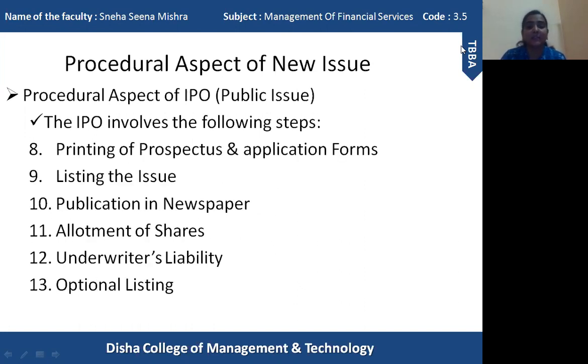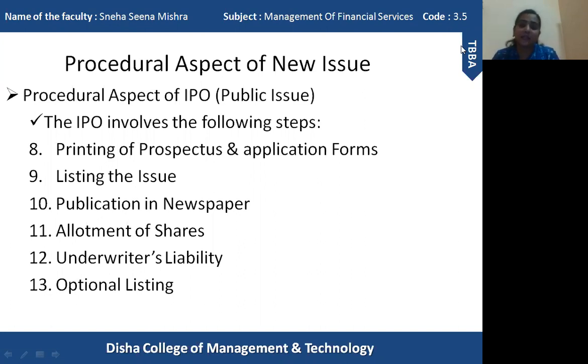The next point is printing of prospectus and application forms. The details of the prospectus will go for printing, and application forms will also be printed so that the general public can send applications for allotment. In this step, all the details of the prospectus and application forms will be sent to the underwriters, brokers, and other parties for printing of prospectus and application forms.